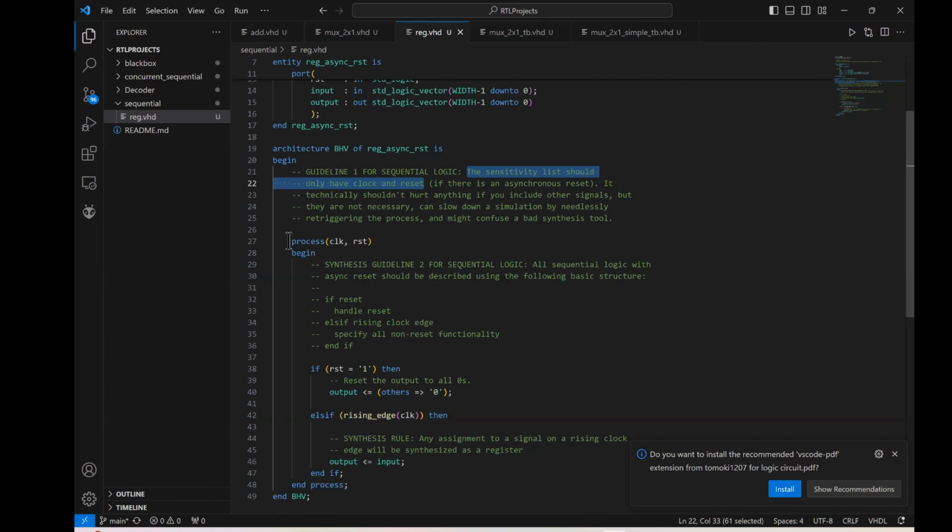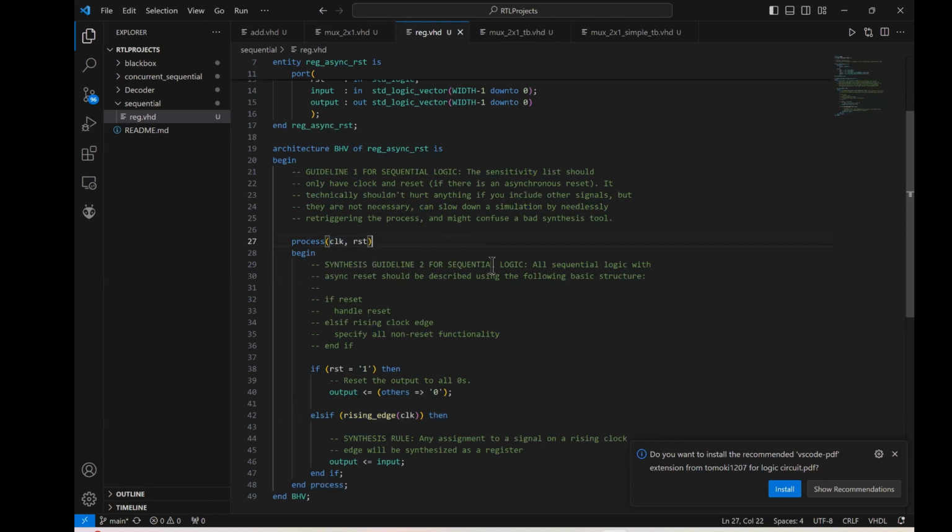Remember, when I was mentioning in the earlier videos about the sensitivity list, the way it works is that a process will execute anytime one of these changes. In a sequential logic circuit, we only want outputs to change on the rising edge of a clock. So if this process is triggering based off of other inputs as well, it is going to be triggering needlessly for no reason when we want it to be dependent on the clock. This way, it's only going to trigger the process whenever the clock rises or changes.